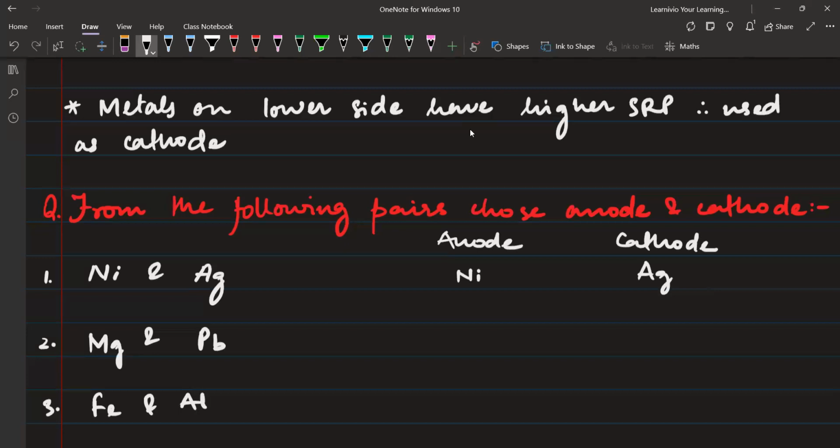इन दो का बताइए. मैग्नीशियम, लेड, आयरन एंड एल्यूमिनियम. Magnesium will be anode and lead will be cathode. Okay. And aluminum will be anode, iron will be cathode. Very good.